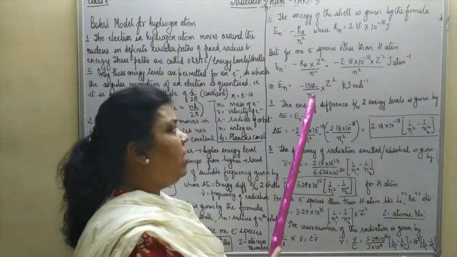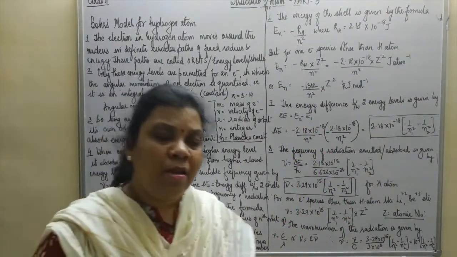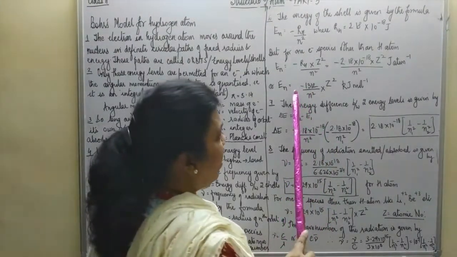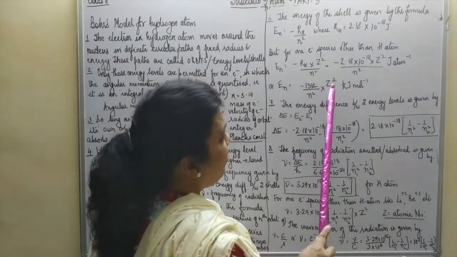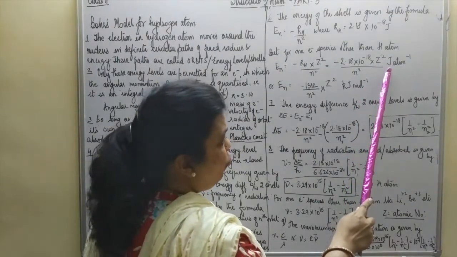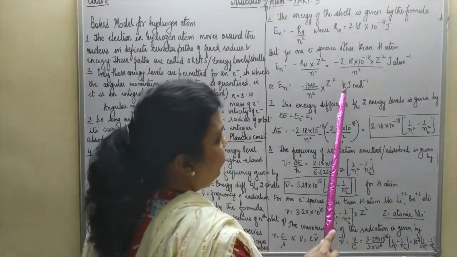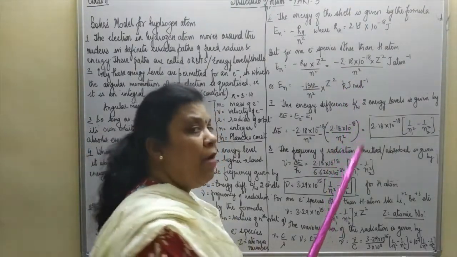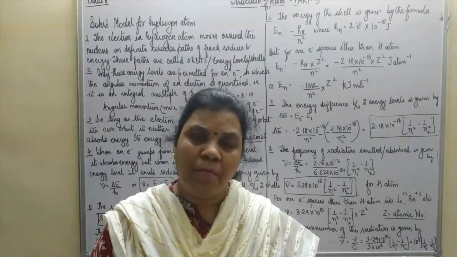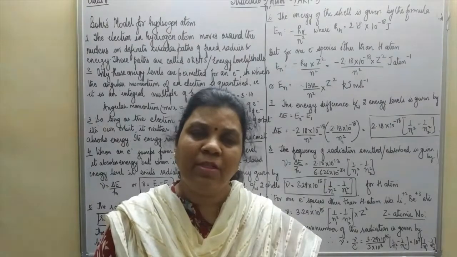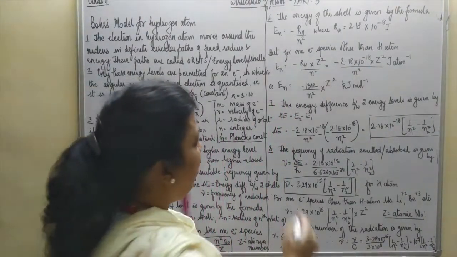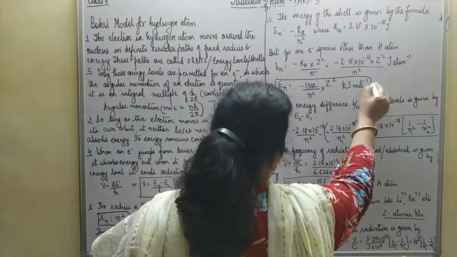But if we are asked to calculate the energy of the nth energy level in kilojoule per mole, then the formula is minus 1312 into Z square by n square kilojoule per mole. This is with respect to joule per atom, and this is with respect to kilojoule per mole. And remember, how many atoms does 1 mole contain? Everyone knows the Avogadro number, 6.022 into 10 to the power 23. So this is the formula to calculate the energy of the nth energy level.